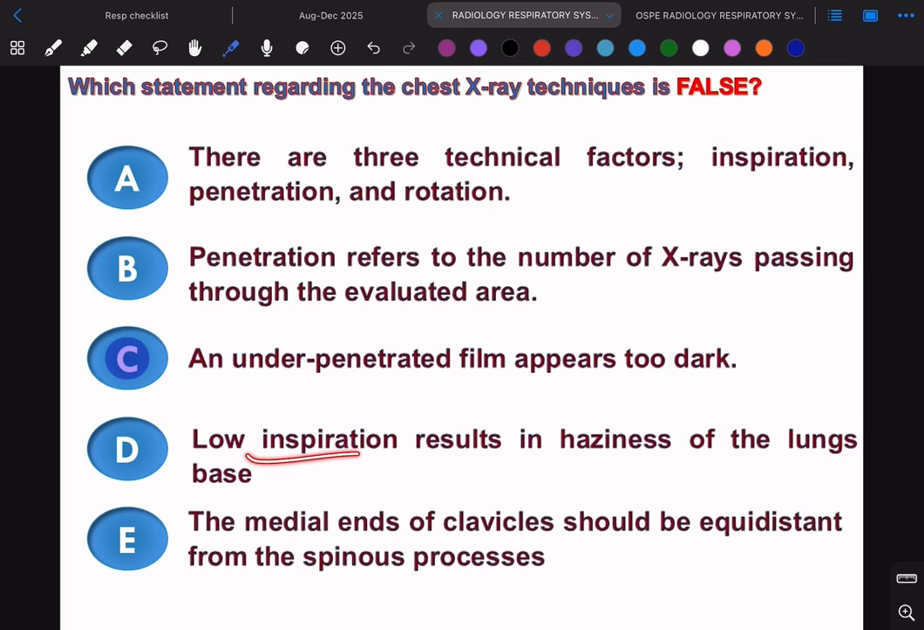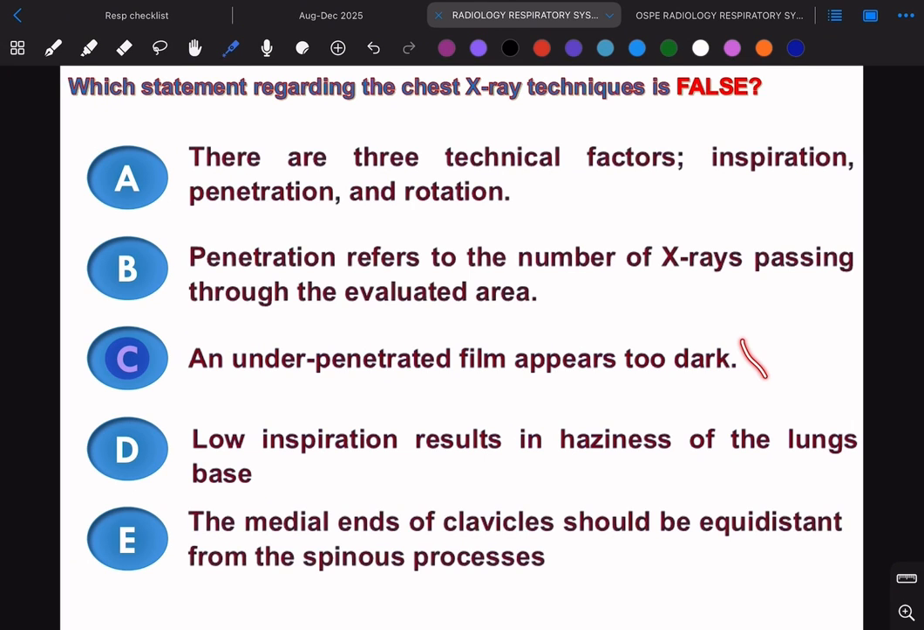Then, lower inspiration results in haziness of the lung base. We said anything less than the full inspiration, I mean expiration, lower inspiration, all of these, the base is gonna appear as hazy, and the heart is gonna be magnified. Okay, so this is also correct. The medial end of the clavicle should be equidistant from the spinous process. This is also correct. This shows us if the patient was rotating or if he was in a straight position.